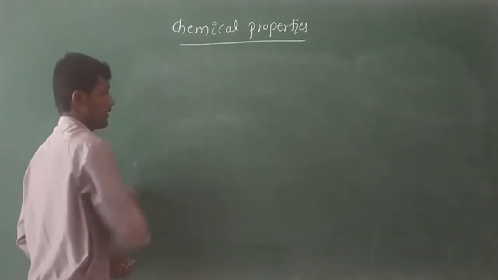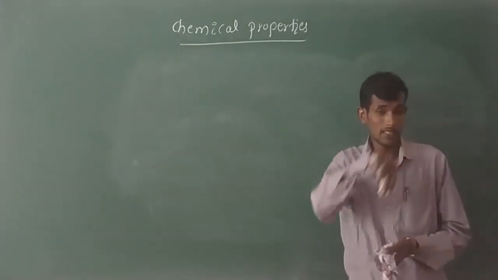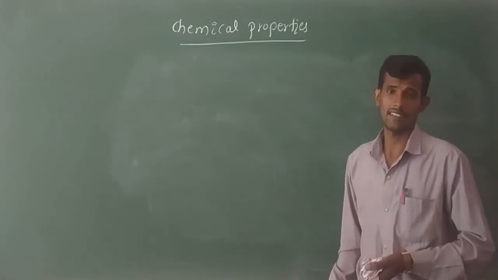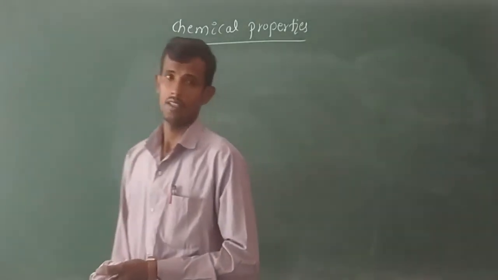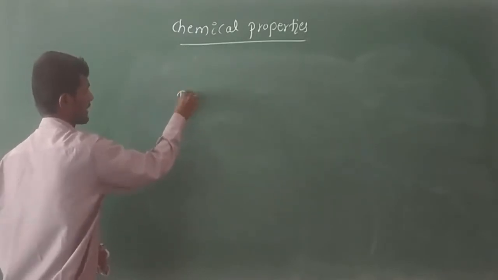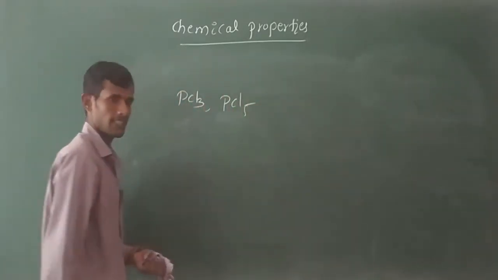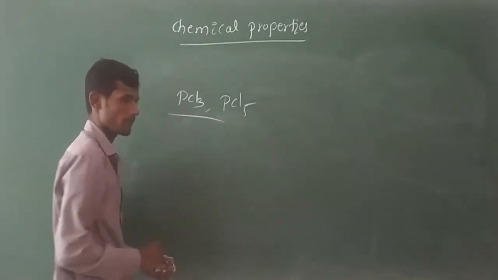What happens when 15th group elements react with halogens? At that time, the products like MX3 or MX5 are formed. If you take an example, PCl3 and PCl5 are the halides of phosphorus.